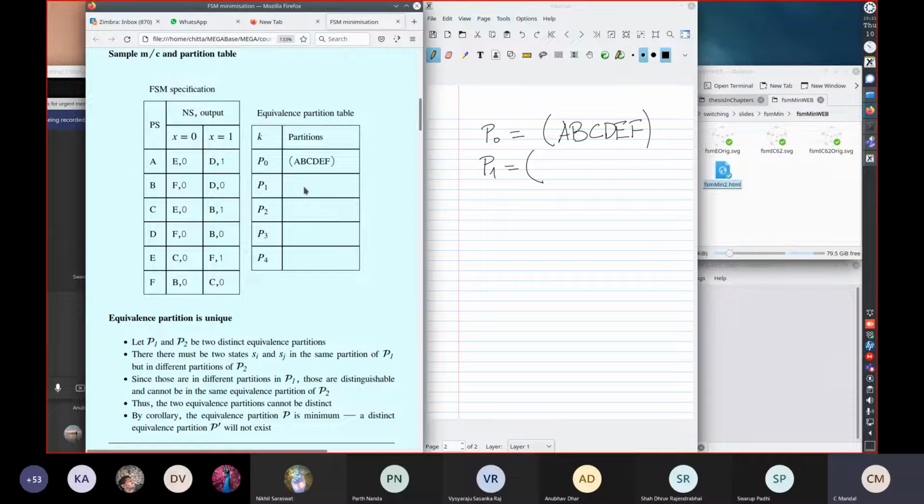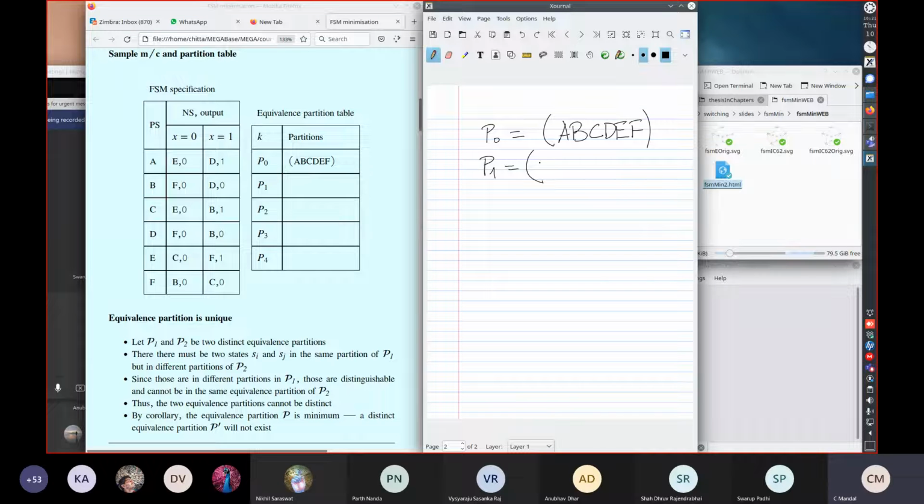Let us look at the output 0 first. See, B has an output 0. B, D, well, B, D, and F actually. B, D, and F have output 0. Okay. B has output 0 when you give input 1. D has output 0 when you give input 1. So it is still B, D, and F.